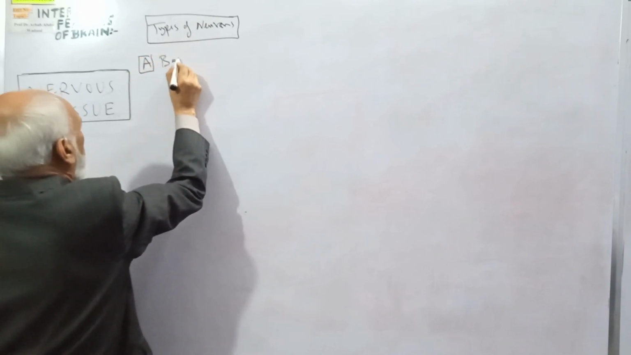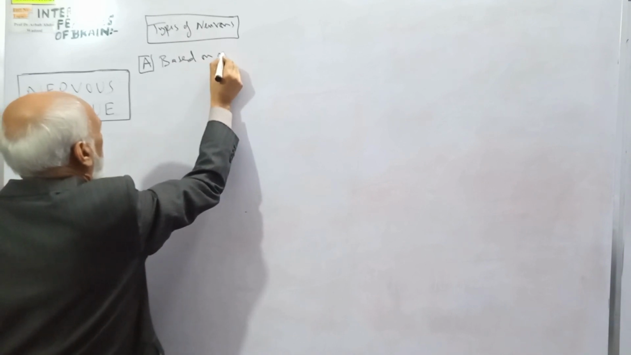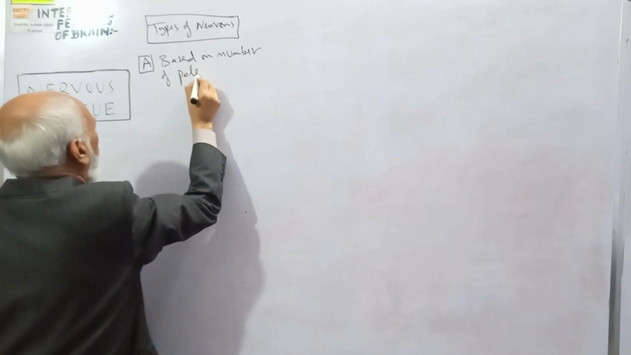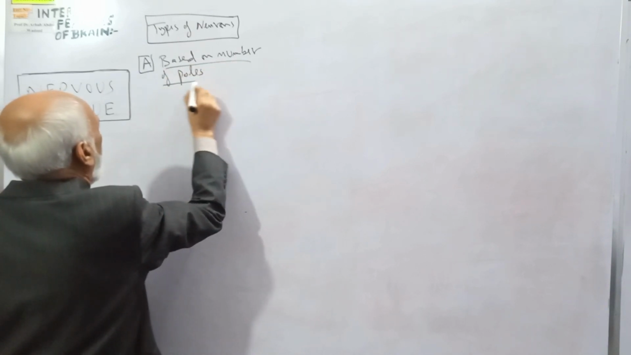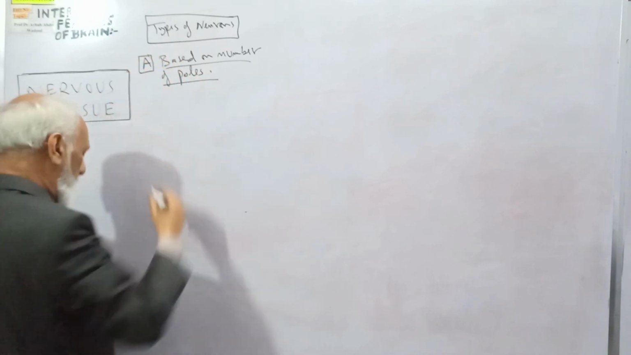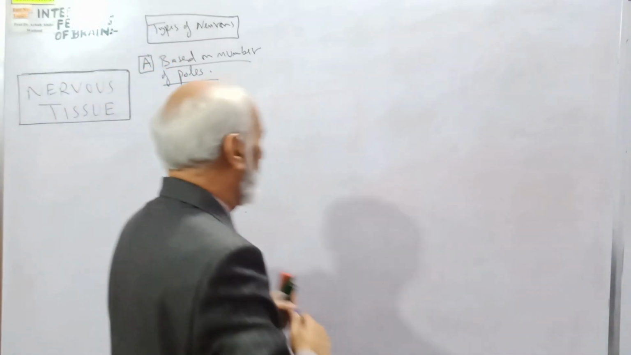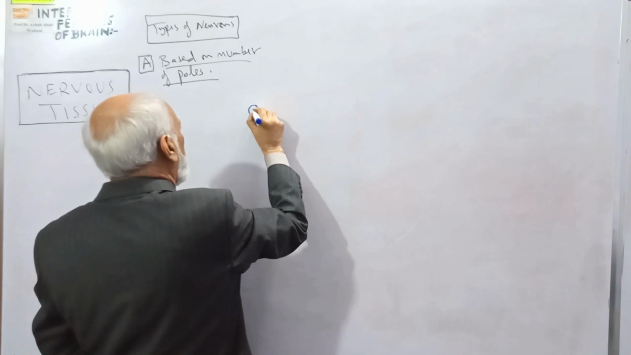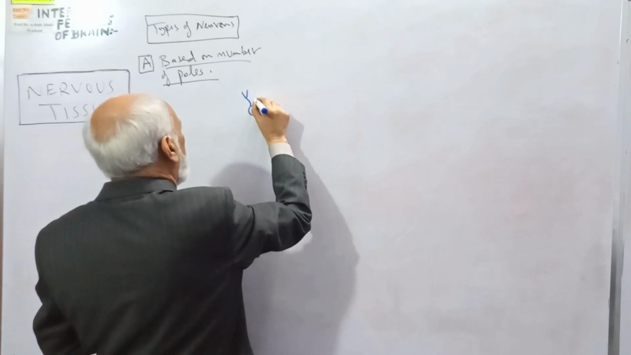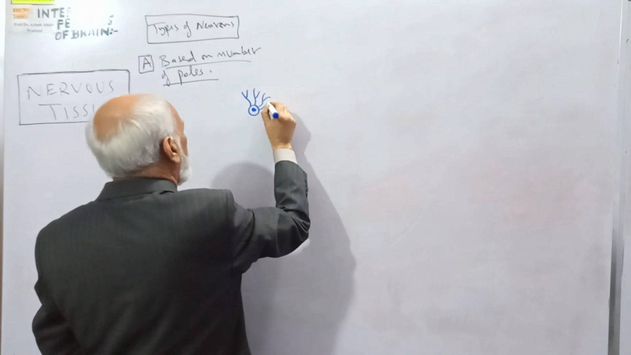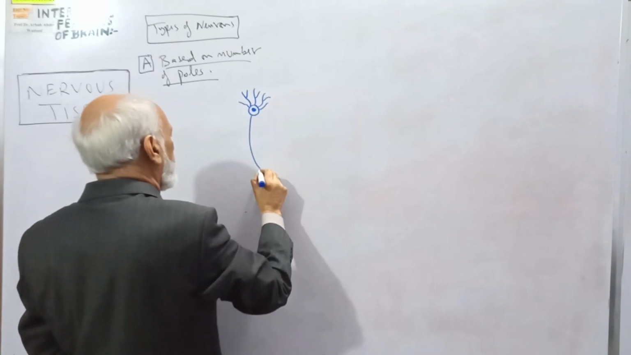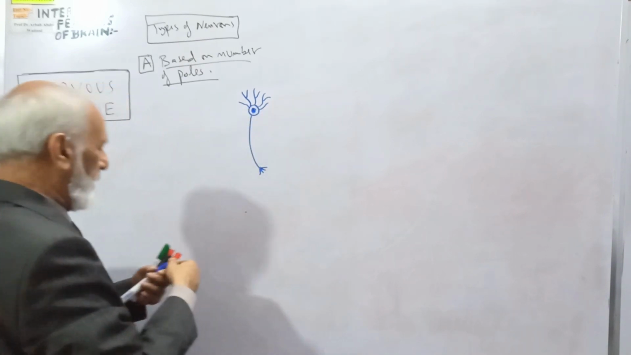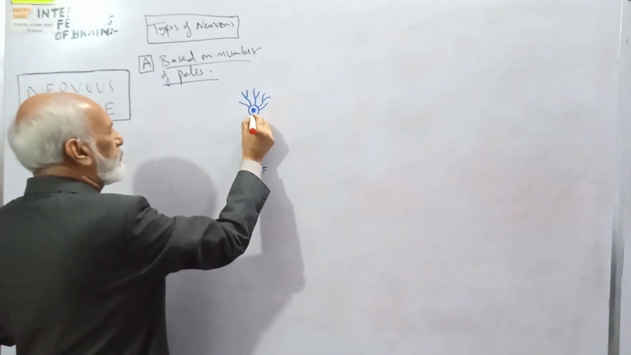Number 1, based on number of poles. What is the pole? I told you a neuron comprises a cell body and neurites, which are dendrites and an axon. Now the point from which a process arises is known as a pole.